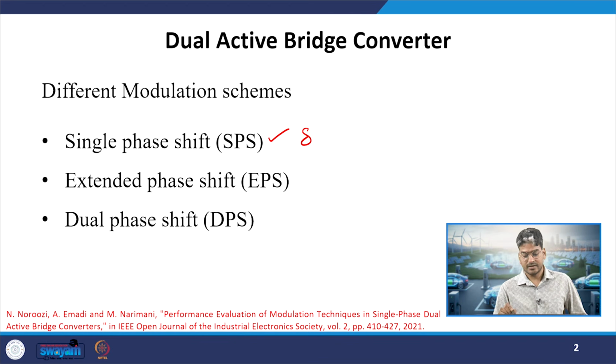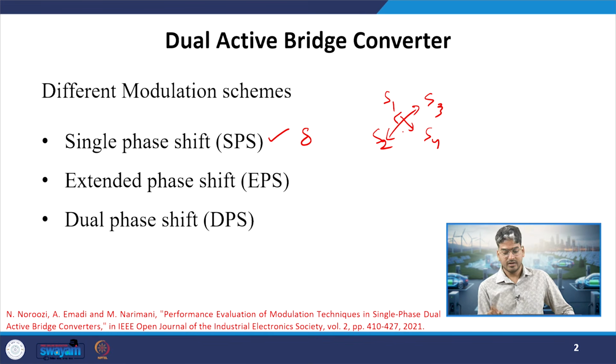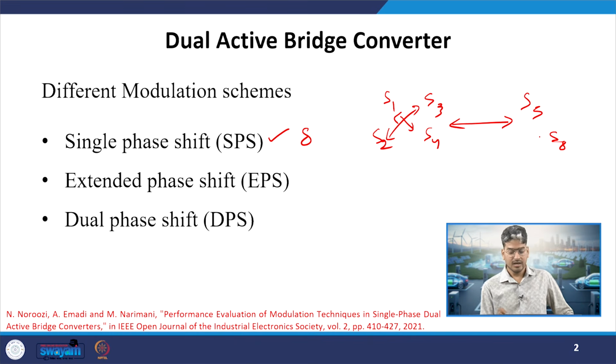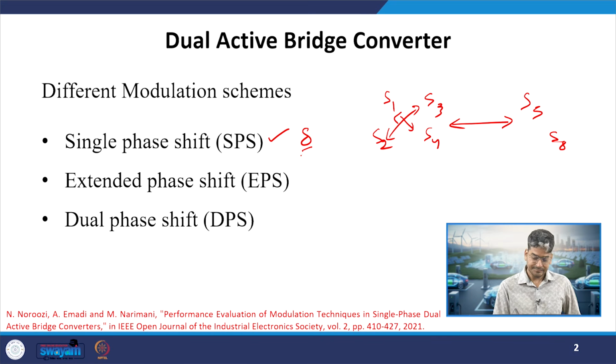What was the operation of the devices? We considered S1 and S4, those were our diagonal switches, as one pair, and the other pair was S2 and S3, the other two diagonal switches in one bridge. In the same way, we operated the other bridge also, S5 to S8. There was a shift between the S1 and S4 pulse and the S5 and S8 pulse, which were the positive switches of both the bridges. We saw that there will be a phase shift of delta. By changing this delta, we were able to regulate the power flow.